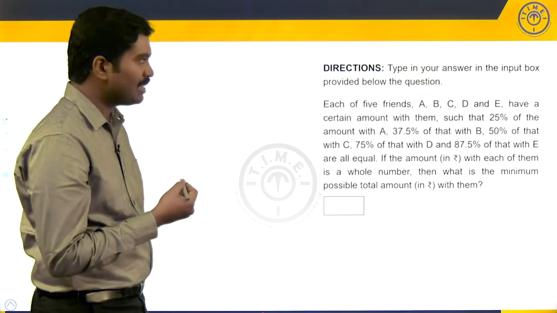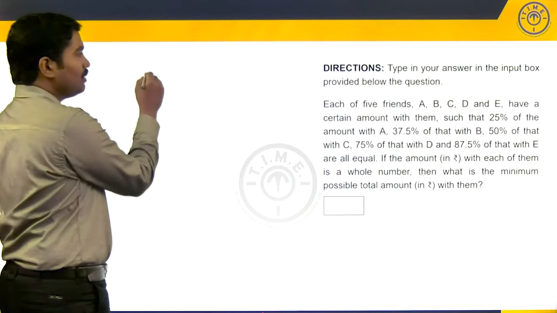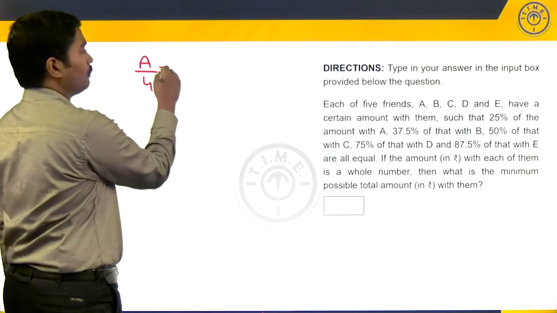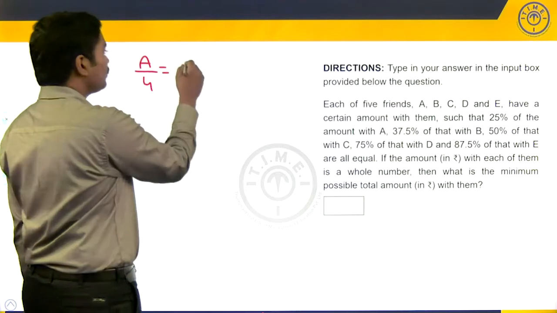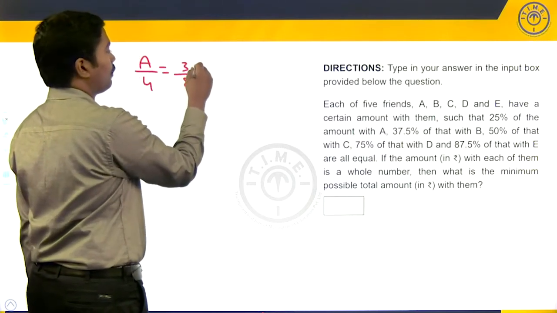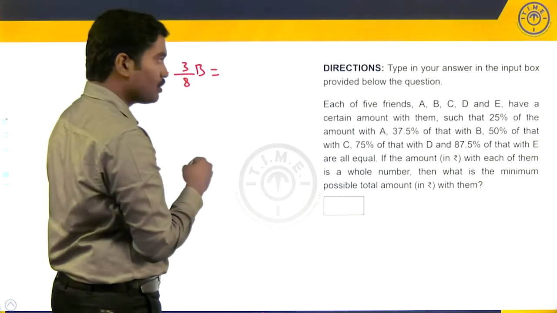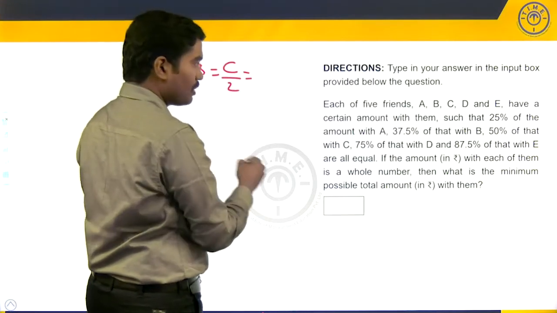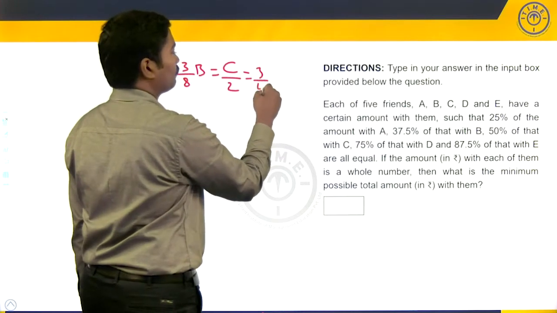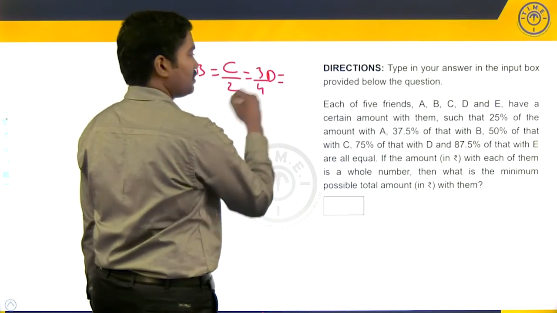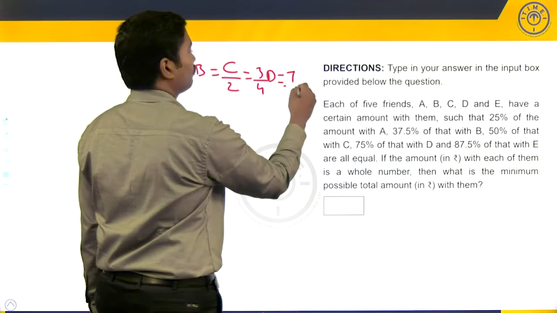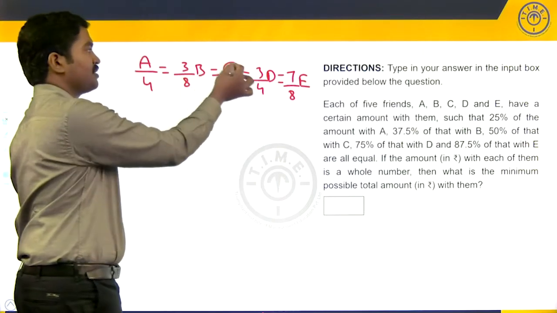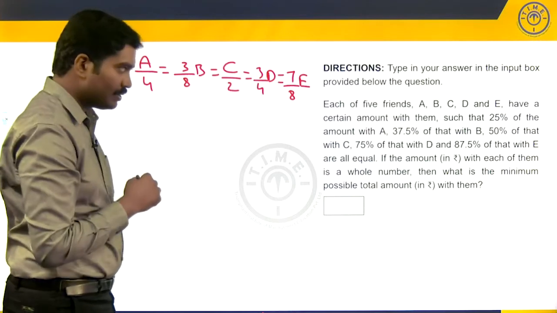All of this has to be equal. So what does it mean? 25%, 1/4 of A's amount, A by 4, is equal to 3/8 of B's amount, which is equal to half the amount with C, C by 2, which is equal to 3/4 of the amount with D, which is equal to 7/8 of the amount with E. Okay. So this is equal to this, equal to this, equal to this, equal to this, right?